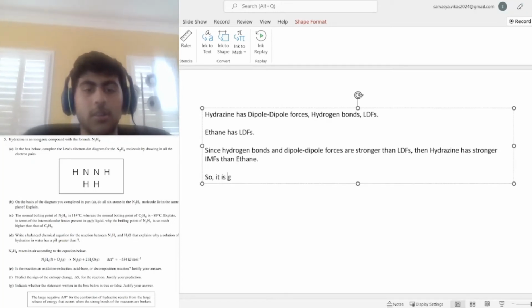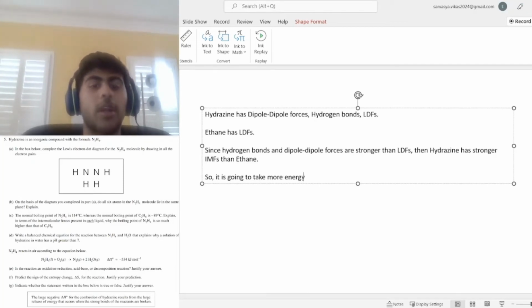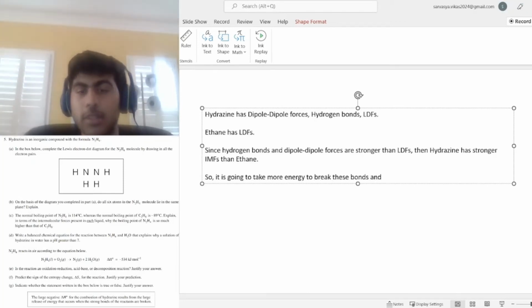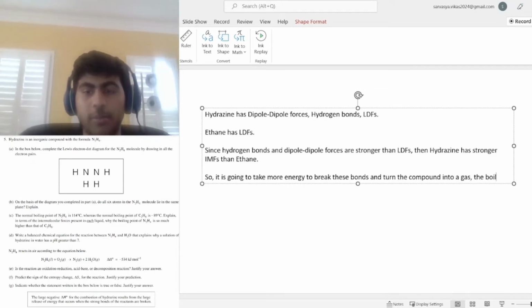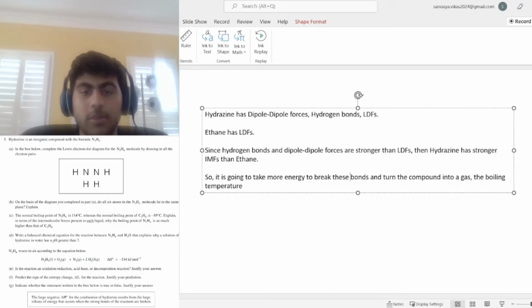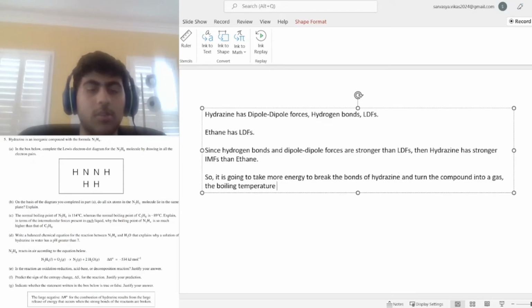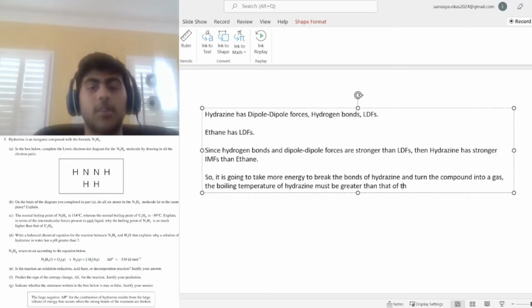So it is going to take more energy to break these bonds and turn the compound into a gas. So the boiling temperature, energy to break the bonds of hydrazine. So the boiling temperature of hydrazine must be greater than that of ethane. And that is our explanation.